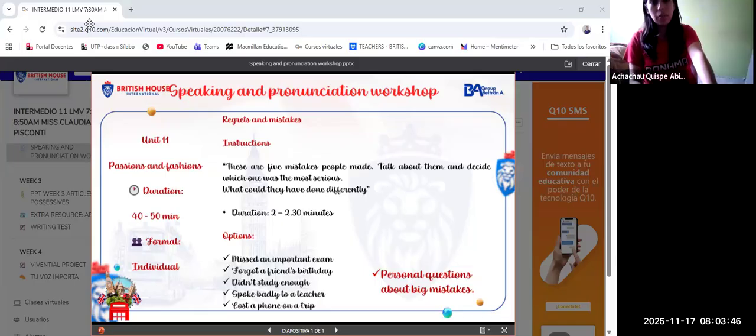The first mistake is missing an important exam. It's a big mistake because an exam can change your final grade. Maybe the person woke up late or forgot the day. They could have changed the schedule or set an alarm to avoid this. They should have gone to bed early, prepared the materials the night before, and asked classmates to remind them about the exam.